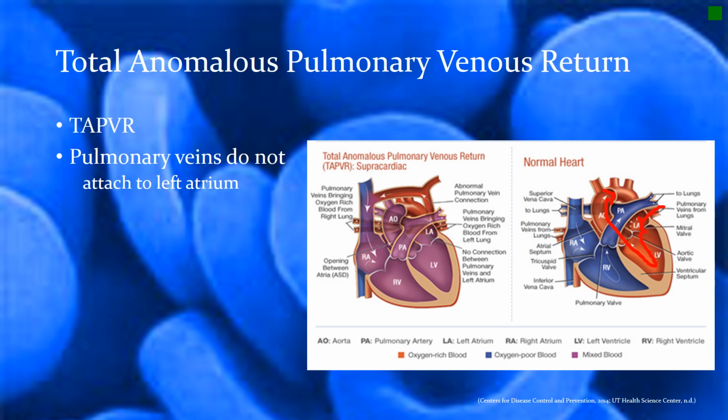In TAPVR, the pulmonary veins do not connect to the left atrium here. Instead, the blood circumvents the left side of the heart and mixes back with the unoxygenated blood.